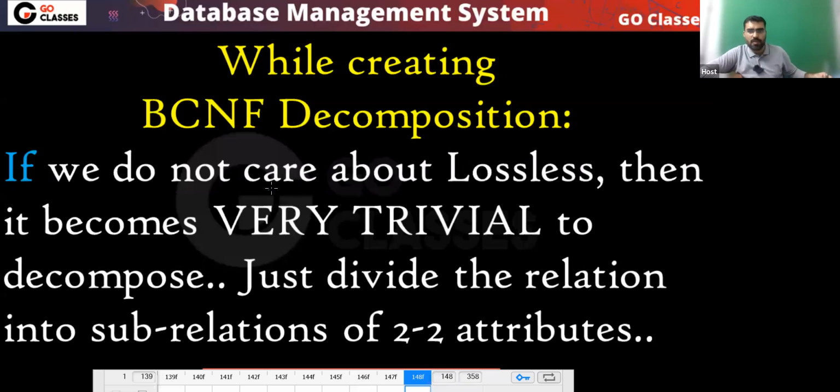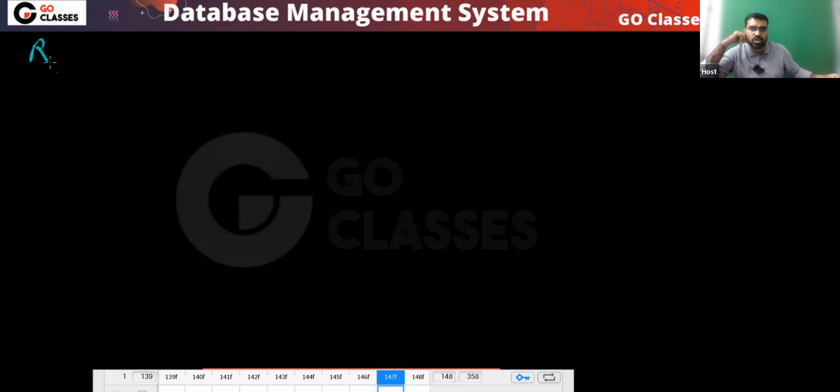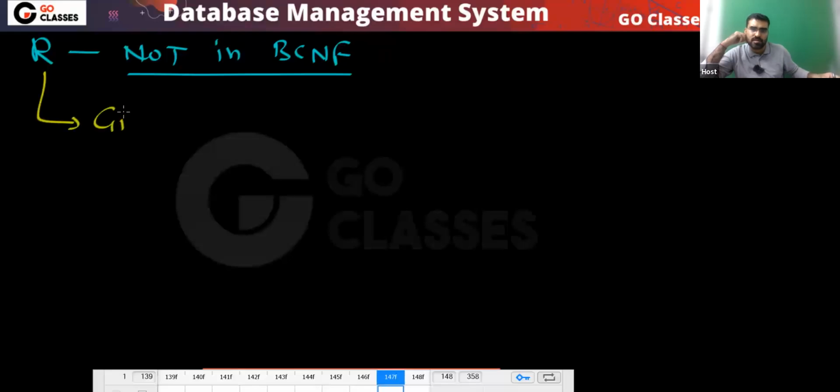So remember, finally, while creating a BCNF decomposition, what you should do? While creating a BCNF decomposition, if you do not care about lossless, then this will become a very trivial problem. Yes or no? I ask you to give me a decomposition. For example, let's assume you have a relation R. This is not in BCNF. Okay, not in BCNF. Let's assume.